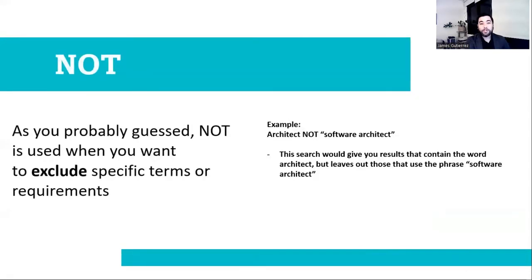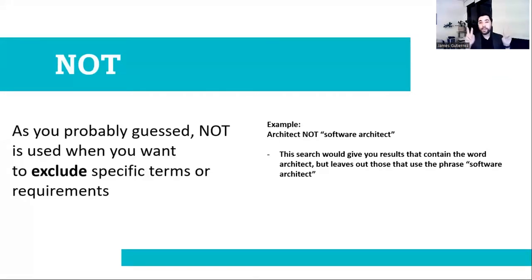The next operator that we're going to tackle is not. As you probably guessed, not is when you want to exclude specific terms or requirements. For example, let's say you're looking for an architect. If you were to type in architect in your search, you may get results for a software architect. But an architect and a software architect are not quite the same things. So in order to exclude those results, you would put not in front.